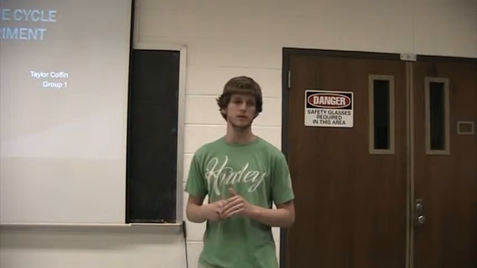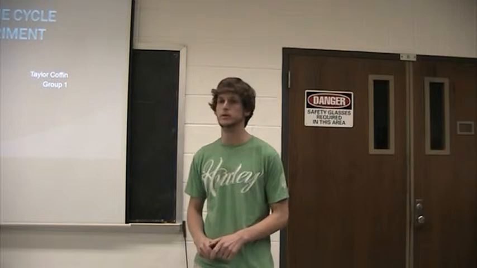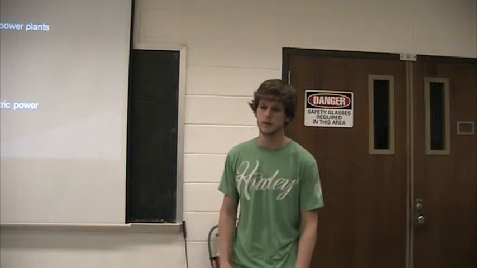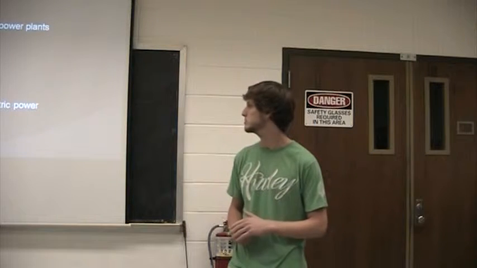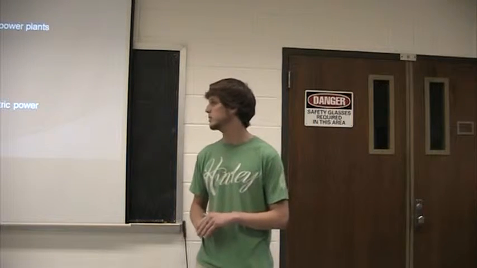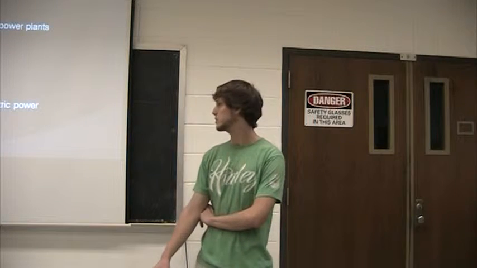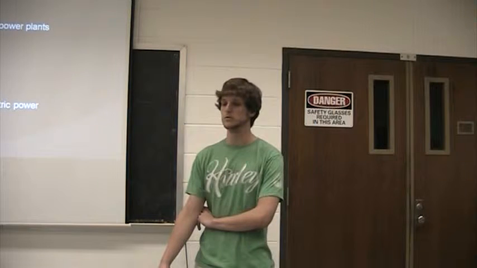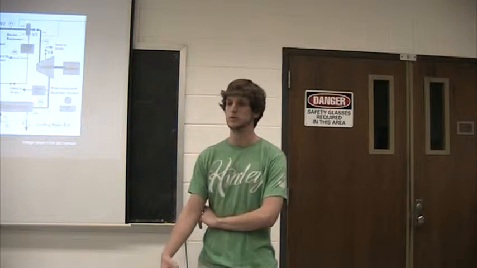I'm Taylor Coffin, and my presentation today is on the Rankine cycle experiment we did the week before spring break. And a little introduction: Rankine cycle is an ideal vapor cycle, basically used for power plants to produce power. It's got four main subsystems: the condenser, the pump, the boiler, and the turbine. And you can use the steam-generated power to produce electricity, which we did to power light bulbs.